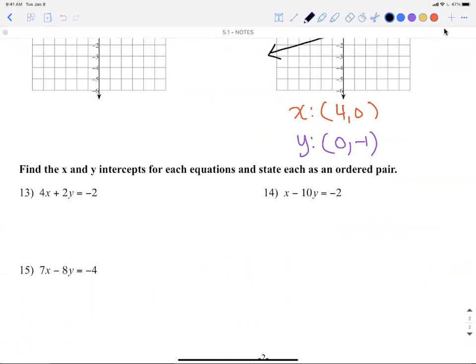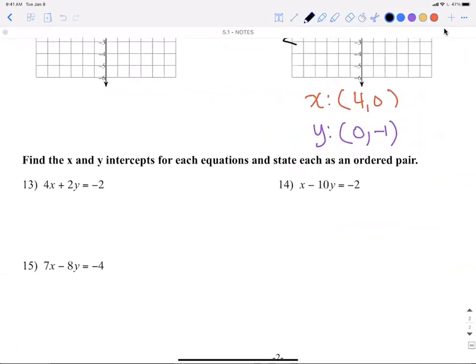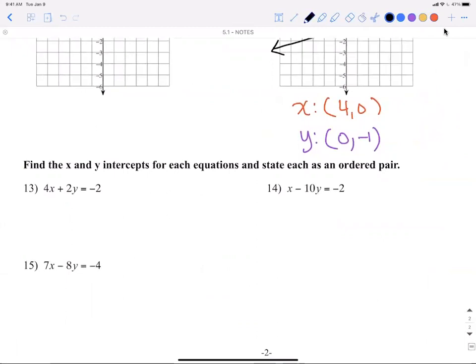For number 13, we want to find the X-intercepts for each equation and state them as an ordered pair. So first of all, let's find the X-intercept and the Y-intercept, and then we will write them both as an ordered pair. So we know in algebra, if we have 2 variables, if we know the value of one variable, we can plug that in and solve for the other. Everybody good with me there? Okay, so I'm going to go ahead and put my ordered pair spots right here just so I can fill in some stuff.